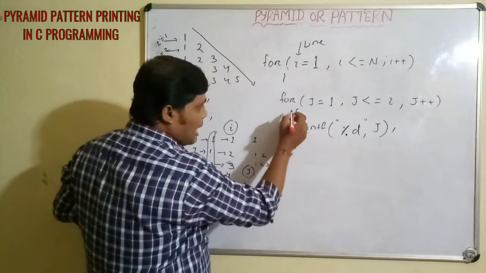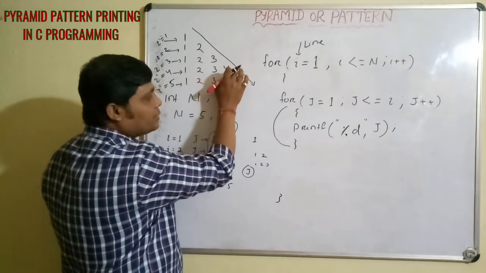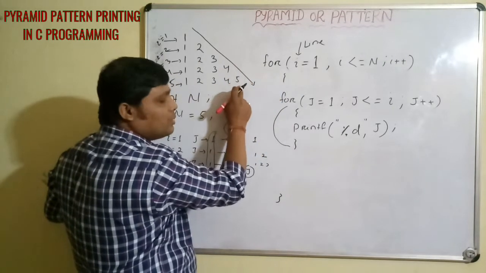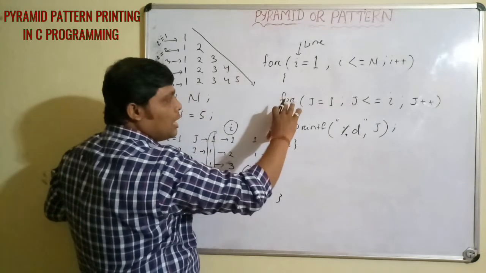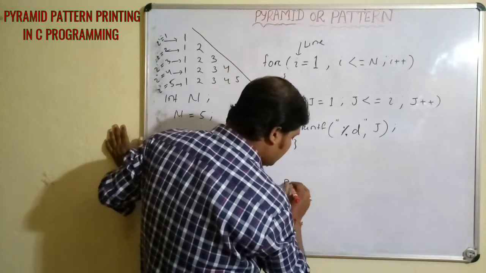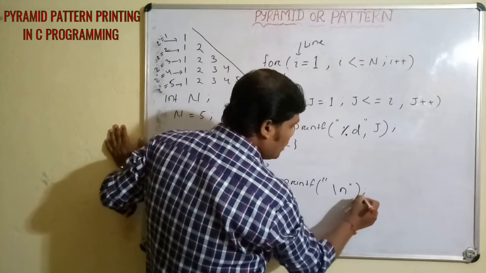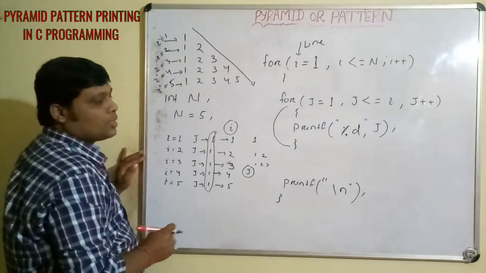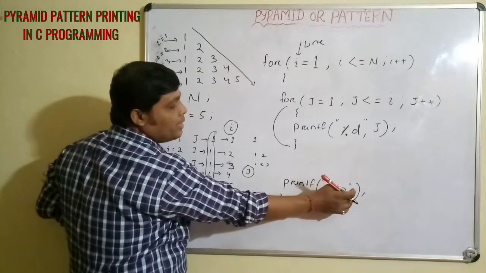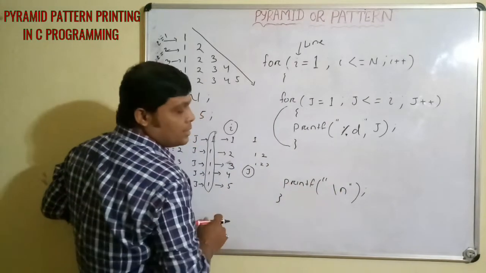Clear? Now, after completion of one line, J value is multiple numbers in one line. When it is going to the next I, it is going to the next line. It is printing the numbers in the next line. So after completion of J and before the end of I, we have to write another statement to go to the next line. You know, to go to the next line, what we have to write? printf backslash n. So that when it goes to the next line, whatever we print will print in the next line. To go to the next line, we have to write printf backslash n.